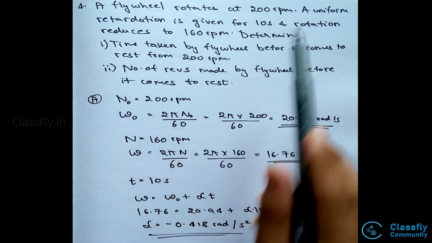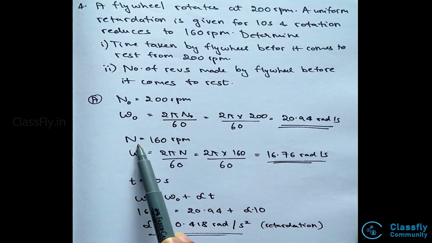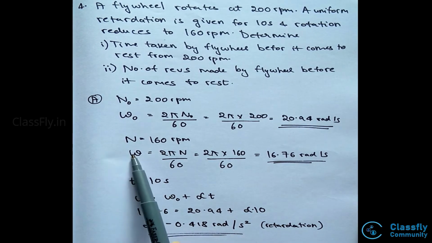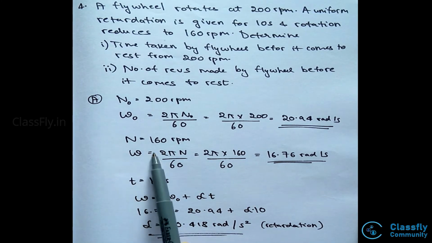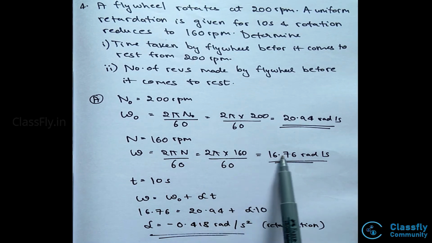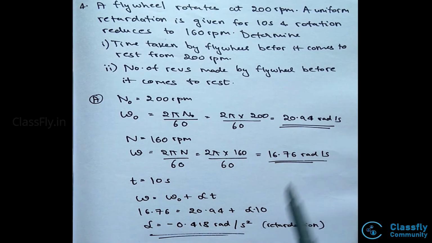Similarly, the final rotation speed is given to be n, that is 160 rpm. Hence, the final angular velocity omega will be 2 pi n by 60, that is nothing but 2 pi into 160 by 60, which will be 16.76 radians per second.